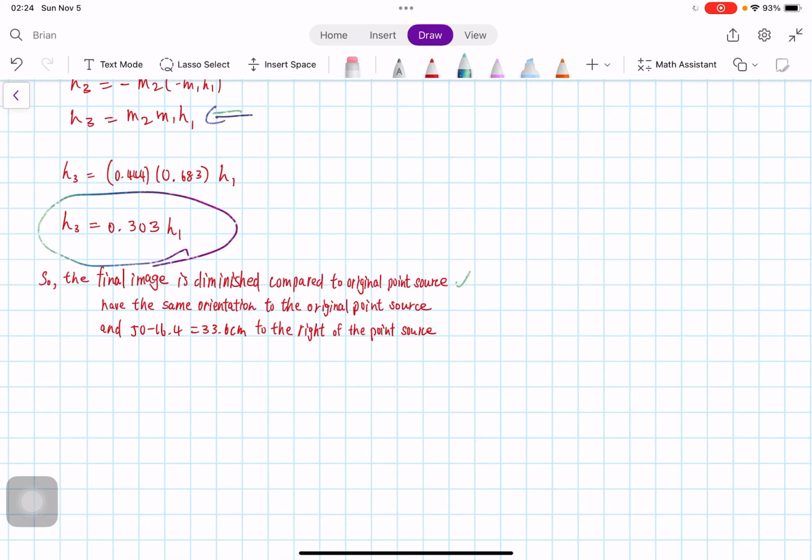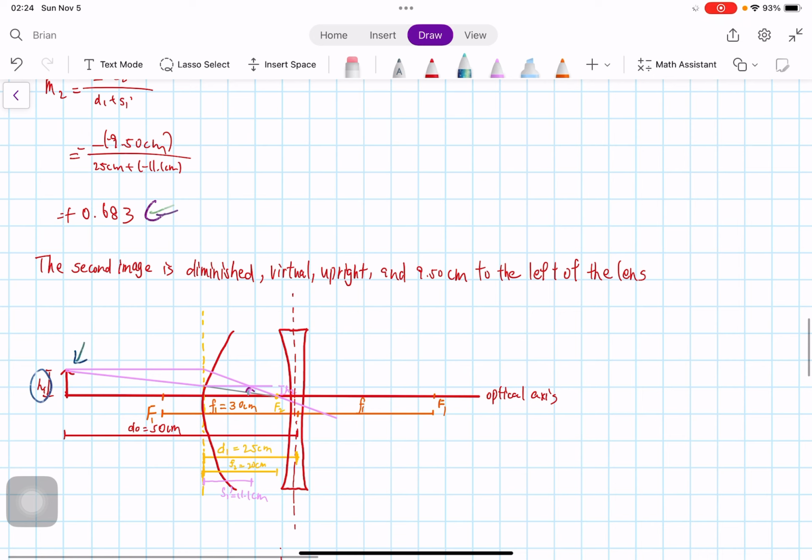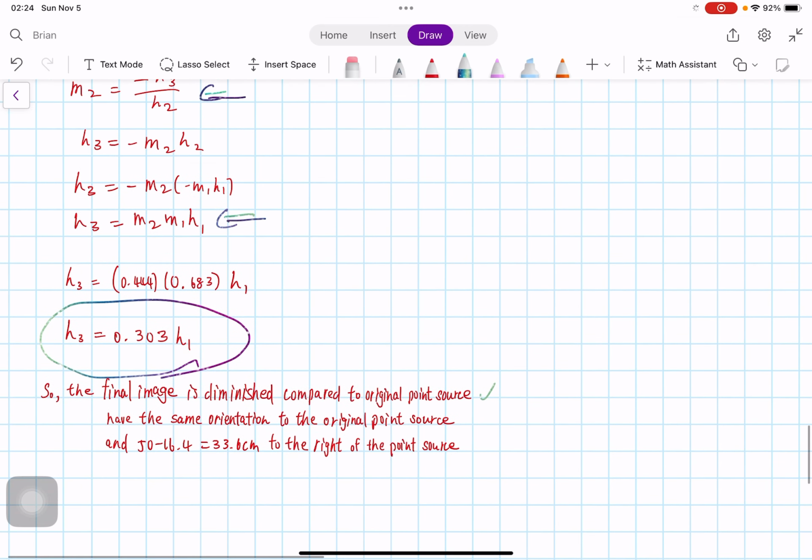The second one, if it is the same orientation, we look at the first ray diagram. This is pointing up, this is also pointing up. But the question didn't specify that the object is pointing up. It just says it is a point source. So we could not, and for the second ray diagram, it is pointing up. So we could not say that the image is upright to the first object, but we could say it has the same orientation. So the second sentence is also checked.